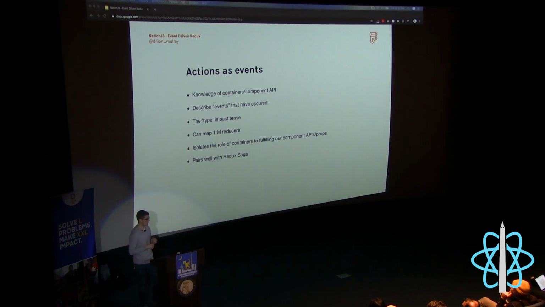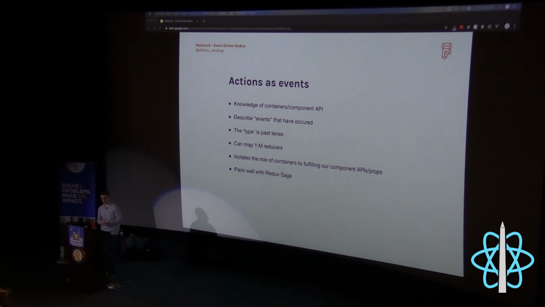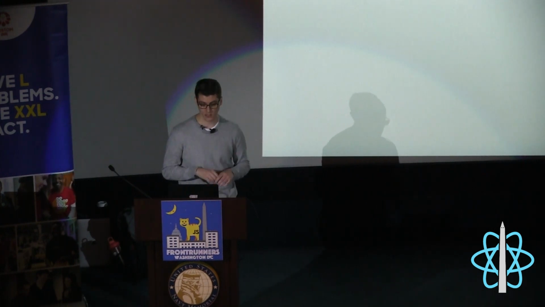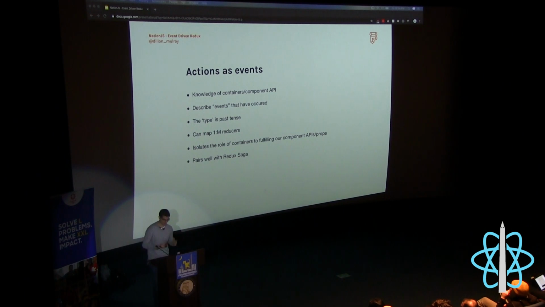So you could think of this as remove clicked or drop down selected or anything of that nature, an action our user took really. And what's interesting about when we shift, even though it's just a real minor thing, if we shift our thinking here to treat it as events, our events can suddenly start mapping from one event to many reducers. And it has the added benefit of isolating the role of our containers to just simply fulfilling the component API and props. And also it pairs well with Redux Saga.